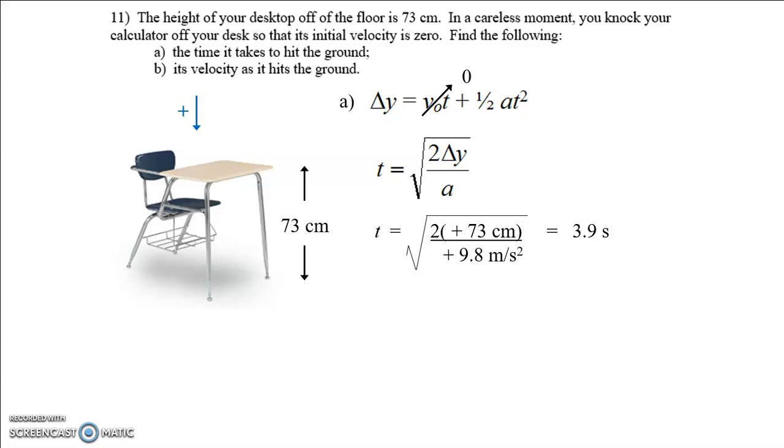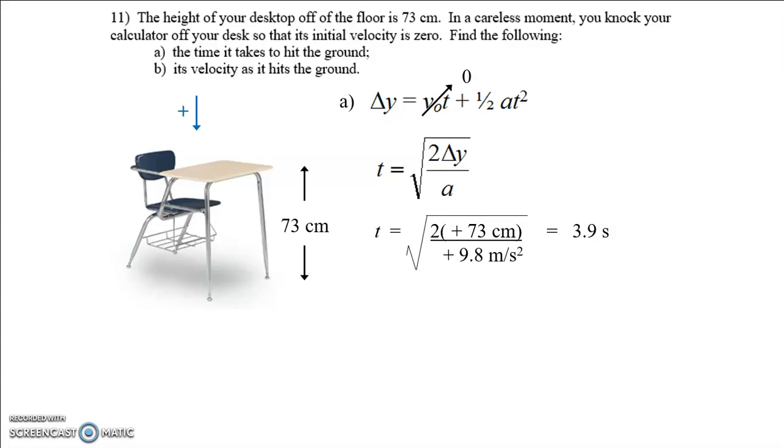So again, this being a pretty real-world sort of problem, imagine yourself sitting there at the desk. You knock your calculator off the desk. So in your mind, as you're visualizing this, is the calculator going to take 1 Mississippi, 2 Mississippi, 3 Mississippi, 4 seconds to hit the ground? Does that sound reasonable? It doesn't, right?